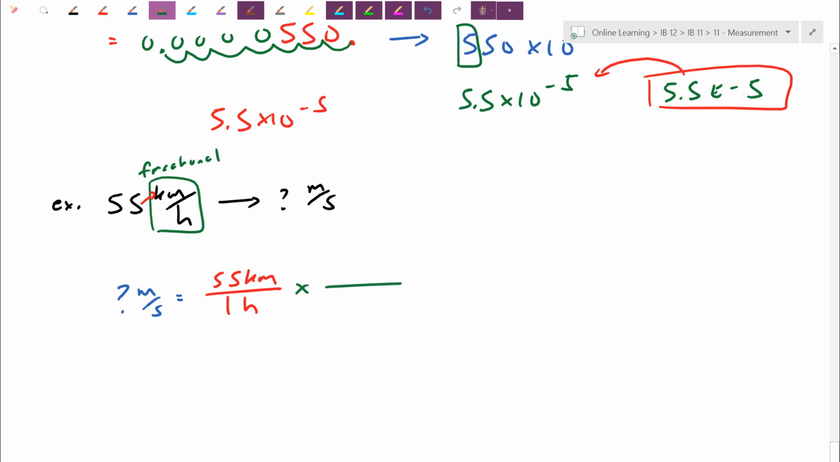Well, my first fraction, I have kilometers. I don't want kilometers on top anymore. I want meters on top. So kilometers has to go on the bottom to cancel out. That's just prefix to base unit, so I can do that in one conversion.